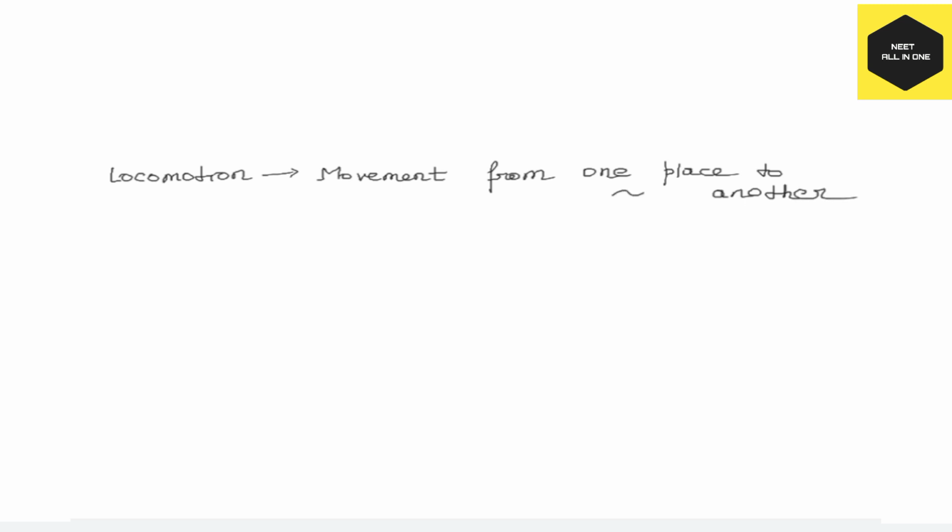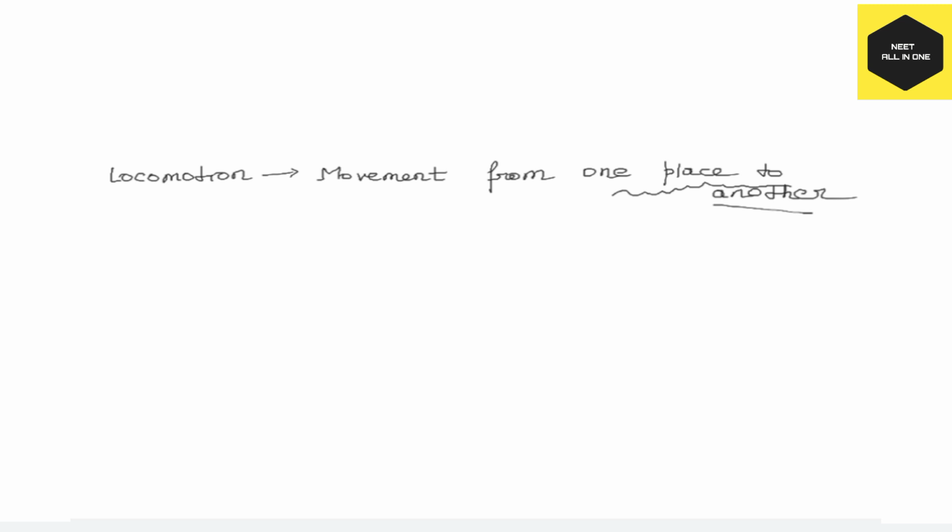So this one place to another, the displacement factor has to be there. But in general, if someone says only movement, it can be anything. Like if there is wind and the leaves of the tree are just moving, that is simple movement. That is not locomotion. Okay. So that is the basic difference between locomotion and movement.